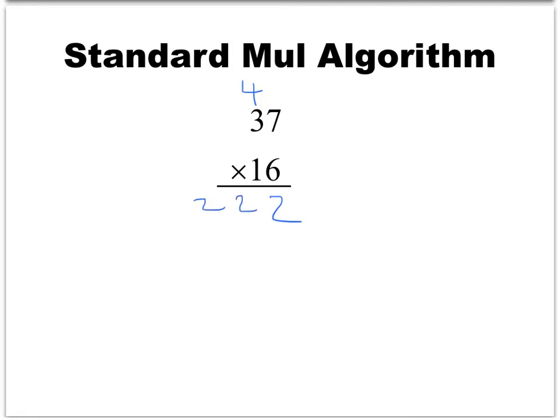And now in our second row, we're going to put a 0 on the right hand side, and then we're going to take 1 times 7, which is 7, and then 1 times 3, which is 3, and then we're going to add, so we get 592. 592 is our answer. So there's a couple of examples of how to use the standard algorithm.